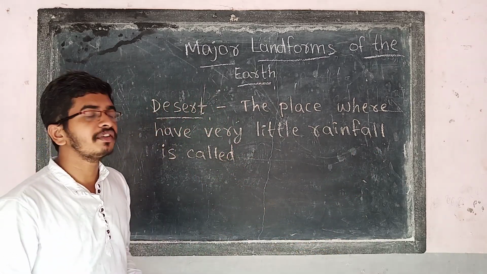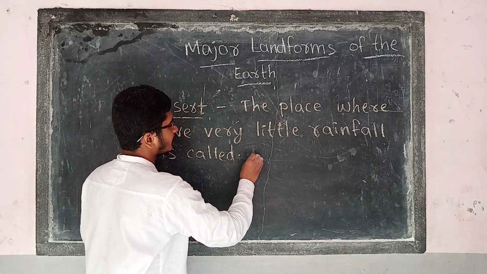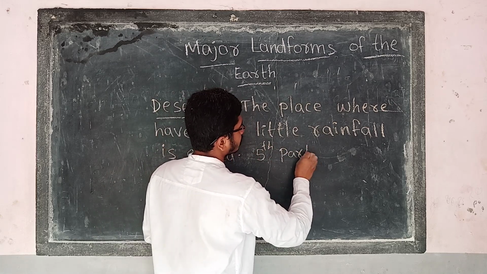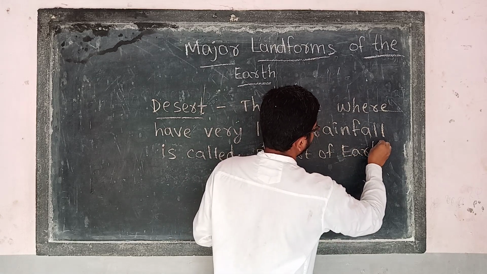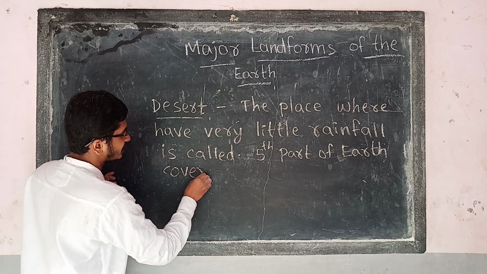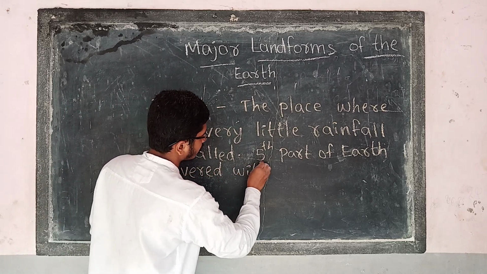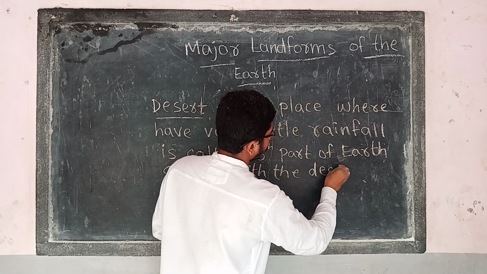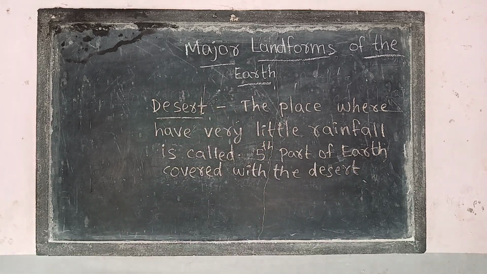About one fifth part of the earth is covered with desert. Each and every point you have to note it. We'll use another chalk piece.